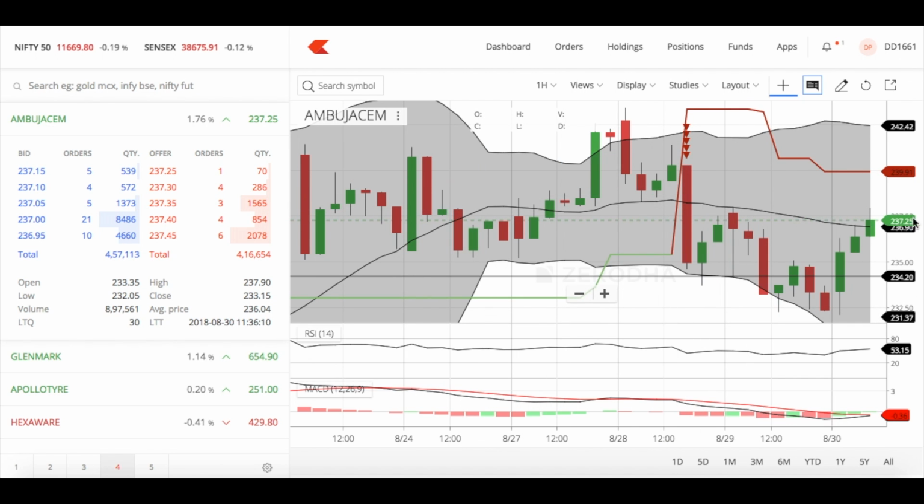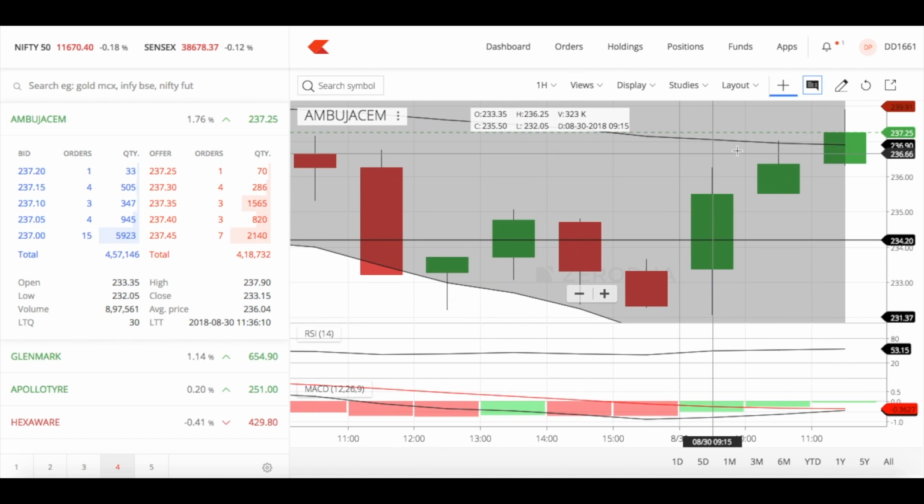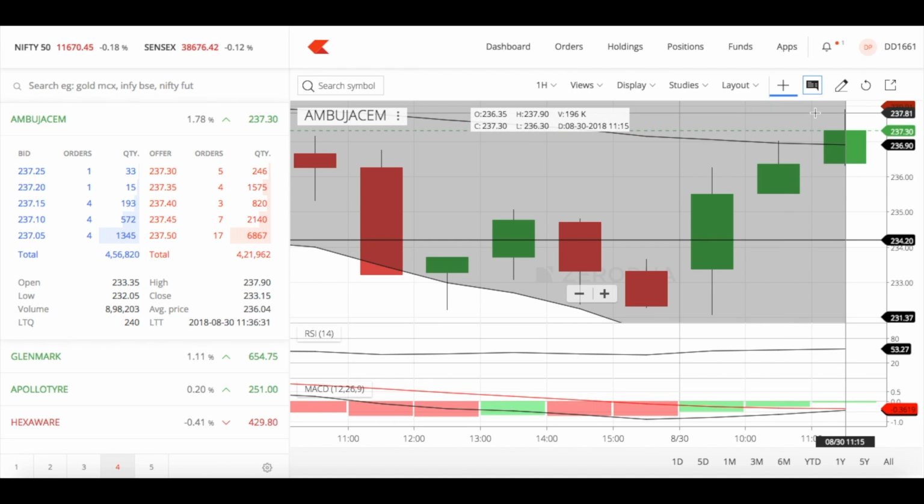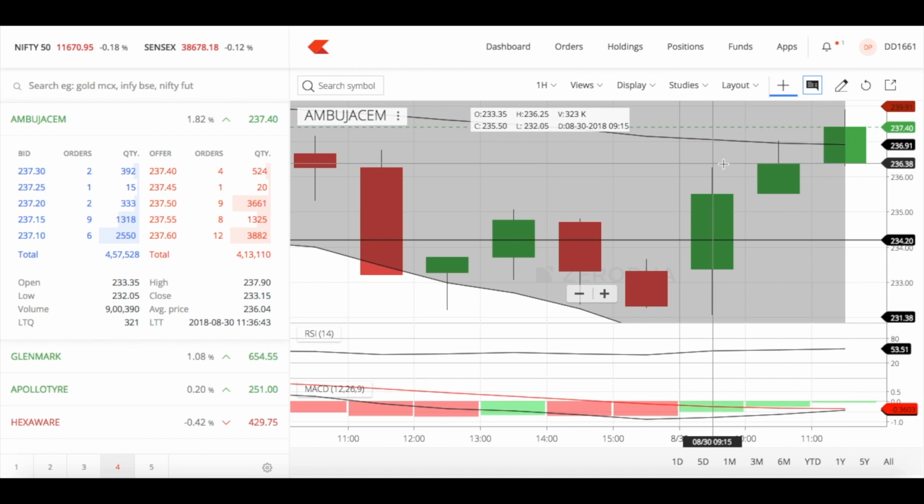So Ambuja Cements, we were discussing it in a Telegram group. Around 237 was the high of this particular stock, and we were observing the stock from then on. The stock went up to 237.90, almost 90 paisa. 80 paisa is 0.3%, anyway, it gave up to 90 paisa. The stock had a good movement.